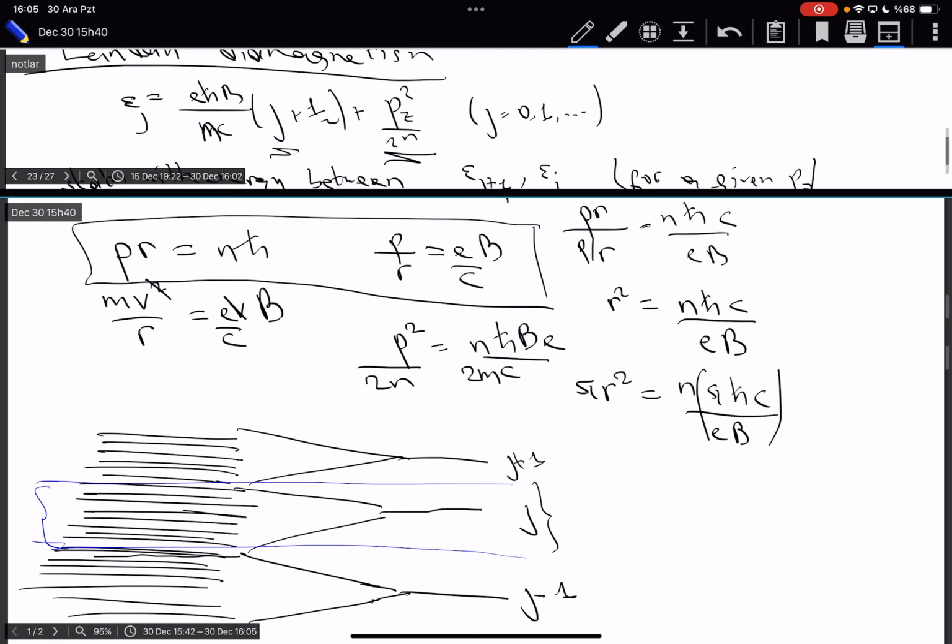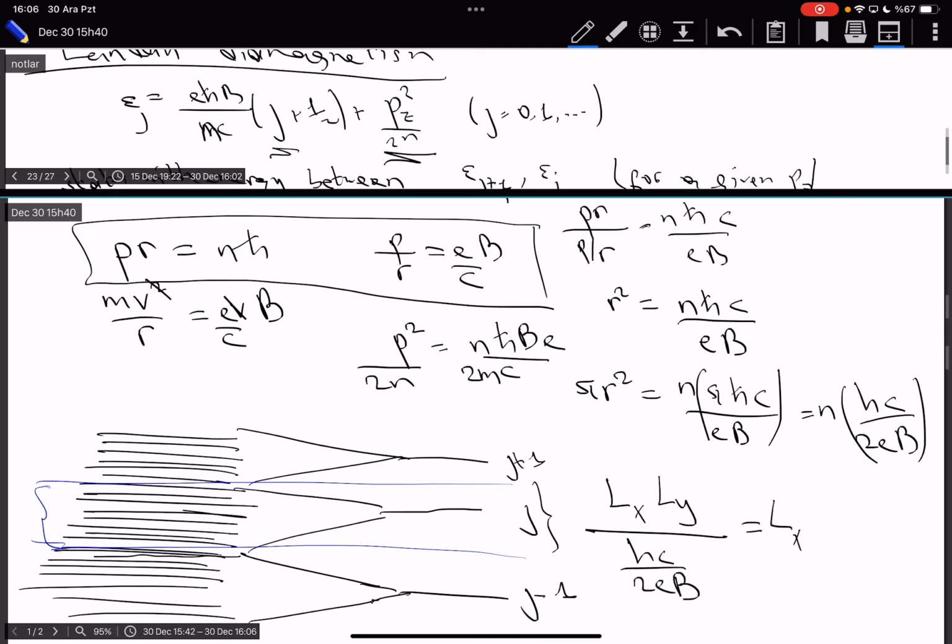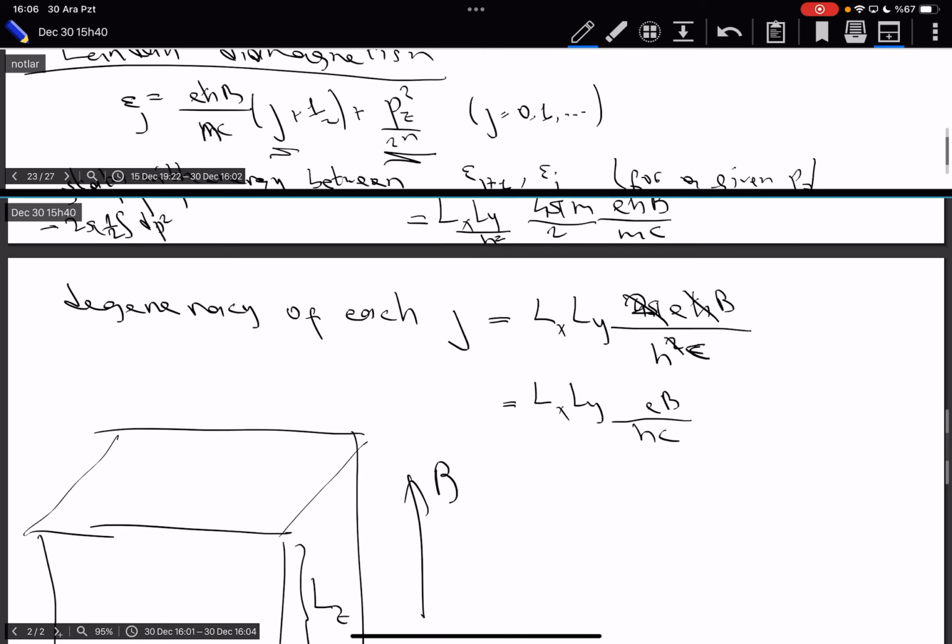So here you see the orbits enclose an area which is a multiple of that area quantum, in a sense. The area quantum is given by n h c over 2eB. Well, if I have a total cross-sectional area of Lx Ly, the number of area quanta I can fit within this area will be Lx Ly eB over hc times 2, which is basically the same number, up to a factor 2. Again, it doesn't give the exact correct answer, but intuitively it gives you an idea of what's going on.